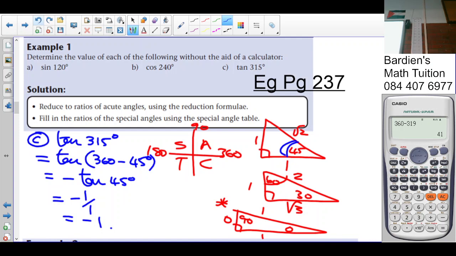I want you guys to make this note here. This is how we solve the sum. Number 1, reduce to ratios of acute angles, which means the angles less than 90, using the reduction formula. Number 2, fill in the ratios of the special angles using the special angle table or your special triangles. Okay, so write that down.